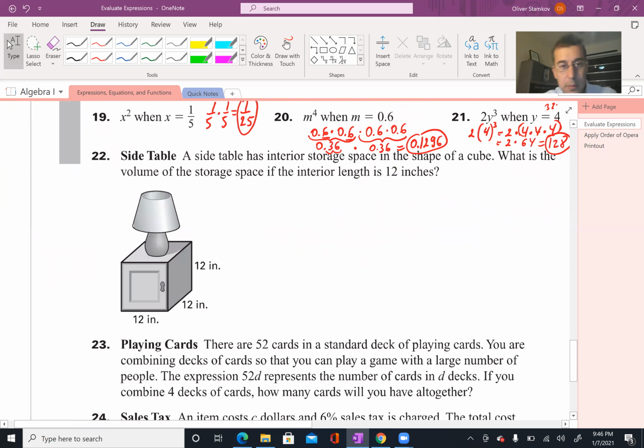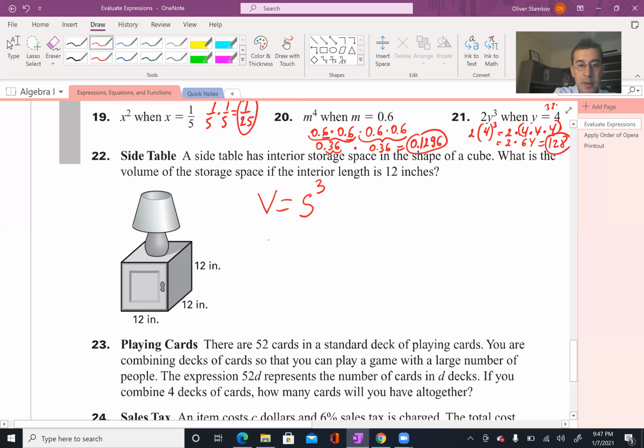A side table has interior storage space in the shape of a cube. What is the volume of the storage space if the interior length is 12 inches? Volume. So what is the volume of a cube? Remember, a cube has 3 dimensions, right? Length, width, and height. It's 3-dimensional, the cube. All the sides, width, length, and height are the same. So to get the volume, you have to multiply all 3. So the formula is s to the 3rd, where s is the side. All the sides are equal.